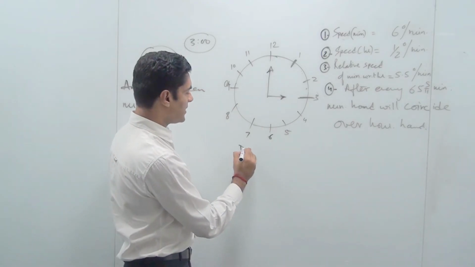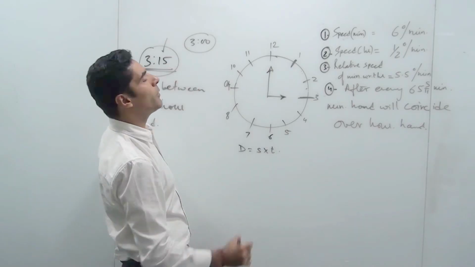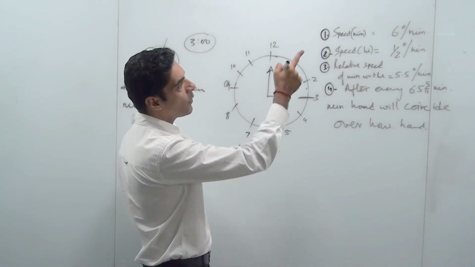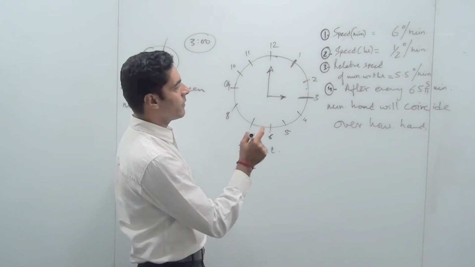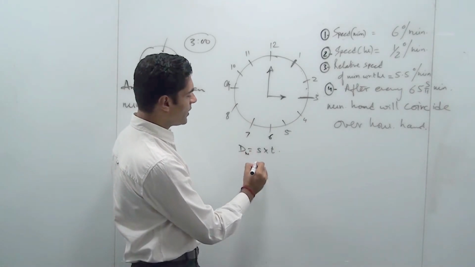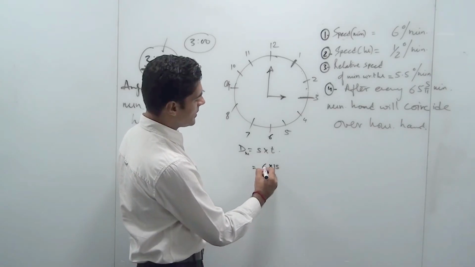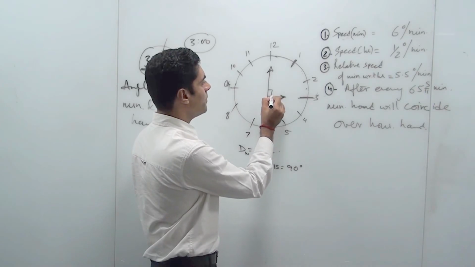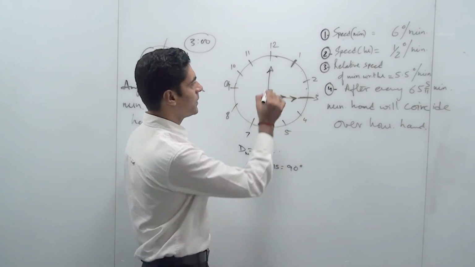Now you know that distance is equal to speed into time. The additional time that we are talking about is 15 minutes. For these 15 minutes, the minute hand is going to travel at 6 degrees per minute, and the hour hand is also going to travel for these 15 minutes at a speed of half a degree per minute. So the distance that the minute hand would have traveled in 15 minutes will be 6 into 15, which is 90 degrees. That means after 15 minutes, the minute hand is going to come at this position, which is at 3. So from here.